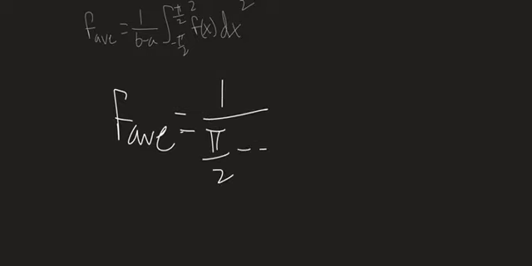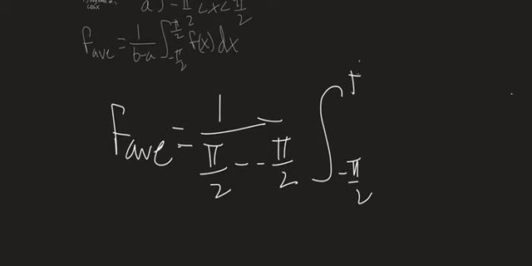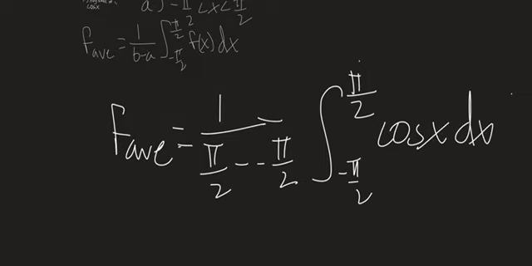So for this problem, the average of f is equal to 1 over pi over 2 minus negative pi over 2, because the interval is from negative pi over 2 to pi over 2. So our a is negative pi over 2, and our b is pi over 2. And then f of x is equal to cosine of x dx.